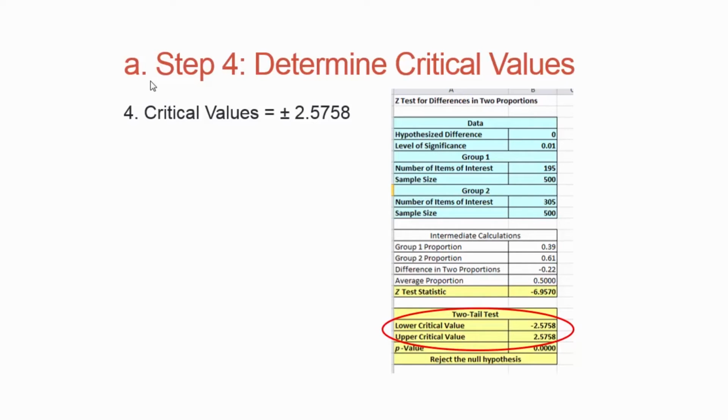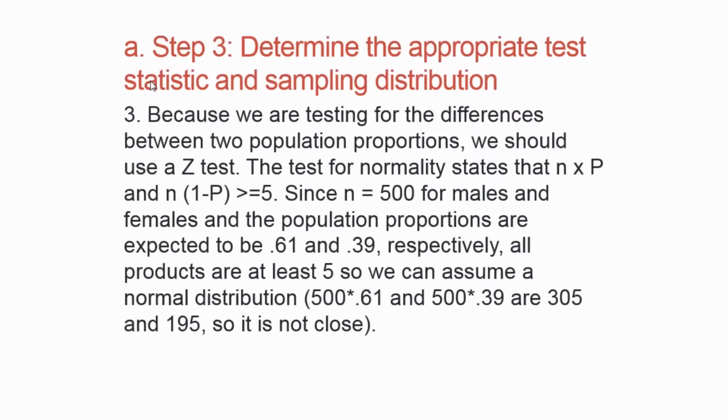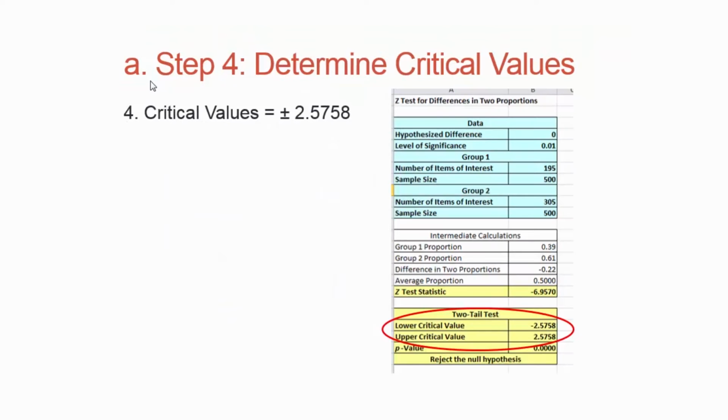And you can see then the critical value for a two-tailed test, because it asked me if there was a difference. So if we go back here, difference between the two proportions, so that's how I know it's two-tailed. My lower and upper limits are minus 2.5758, positive and negative, which it gives me on the printout. So there's my critical value number, plus or minus 2.5758.